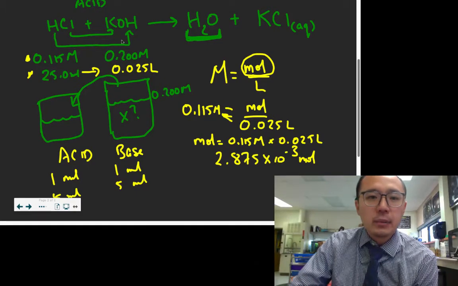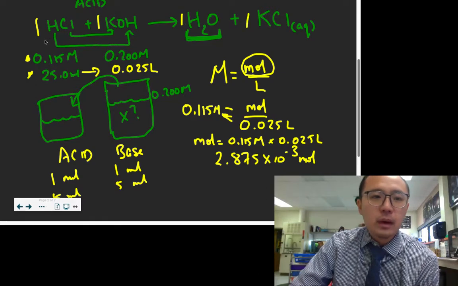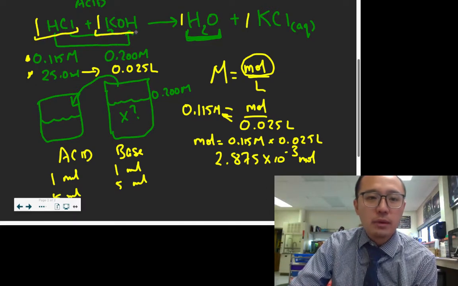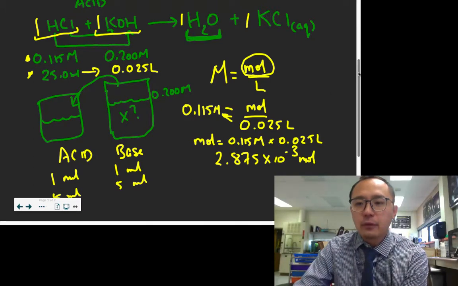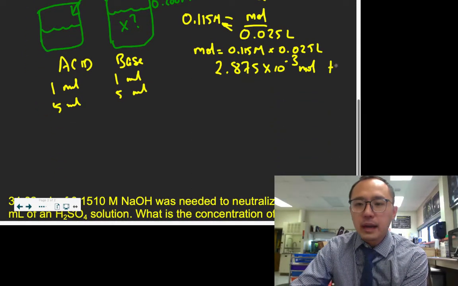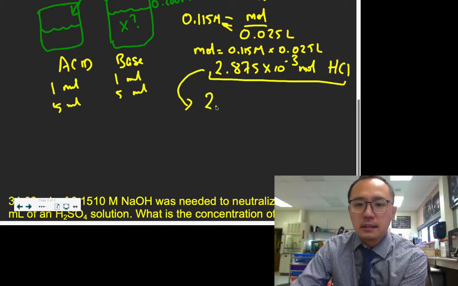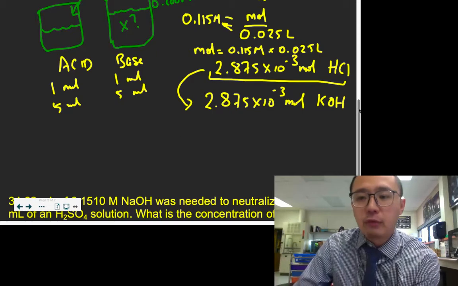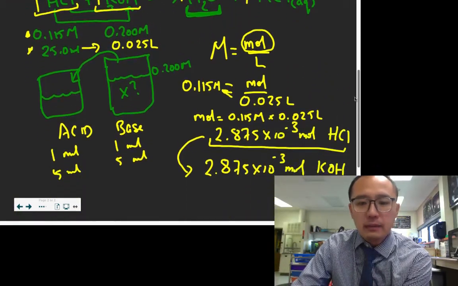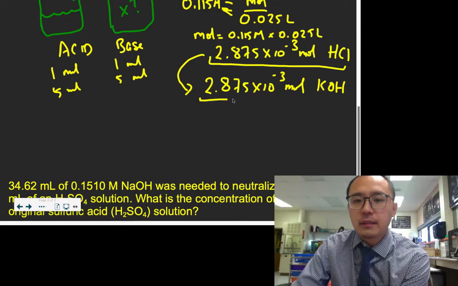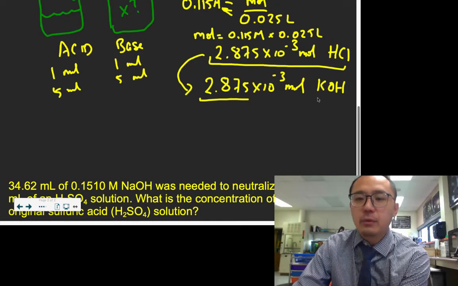So going back here, we need to look at the balanced reaction, and luckily this is all 1 to 1 to 1. That means 1 mole of HCl will react with 1 mole of KOH. That's very convenient, because now for our calculation, what we calculated was HCl. That means that if we have this amount of HCl, we also will neutralize this same amount of KOH because they're in a 1-to-1 molar ratio. So if you have 2.875, you are going to neutralize 2.875 times 10⁻³ moles of KOH.